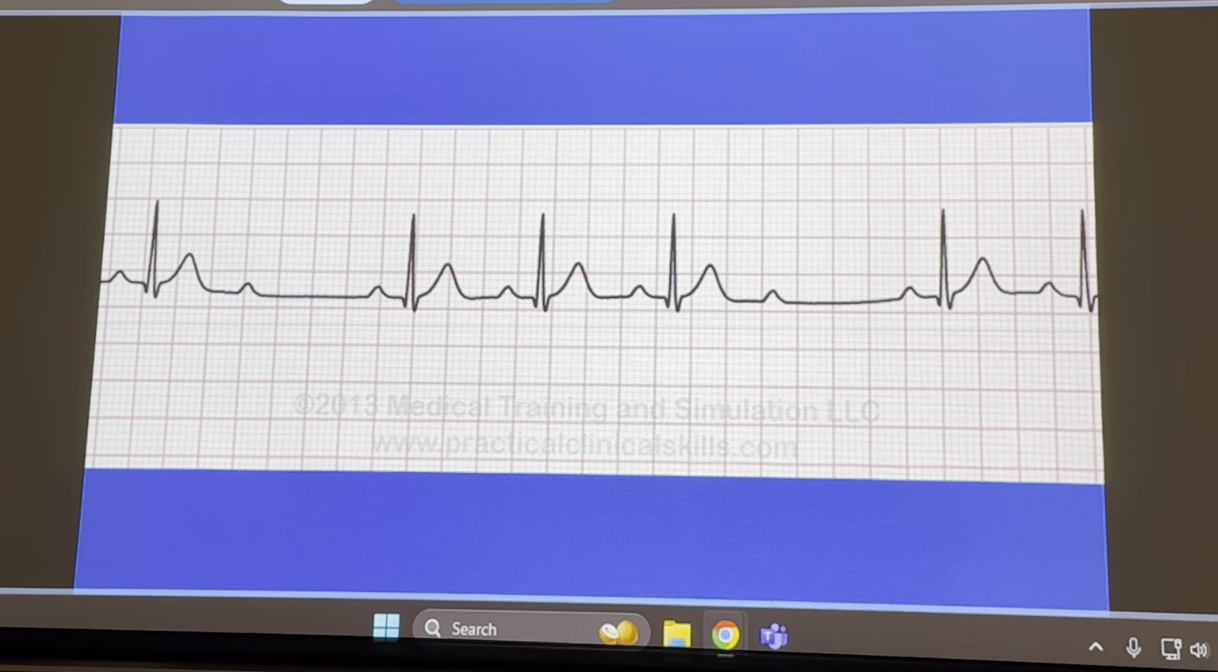Questions about second degree type 2? Is this one you can give atropine to, or maybe not? Third degree heart block is the one that you really don't need to give atropine to, and it's not going to help at all with that.